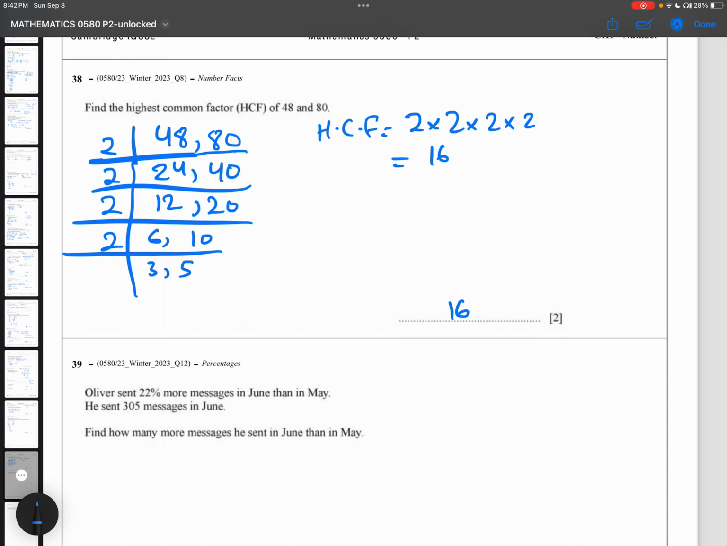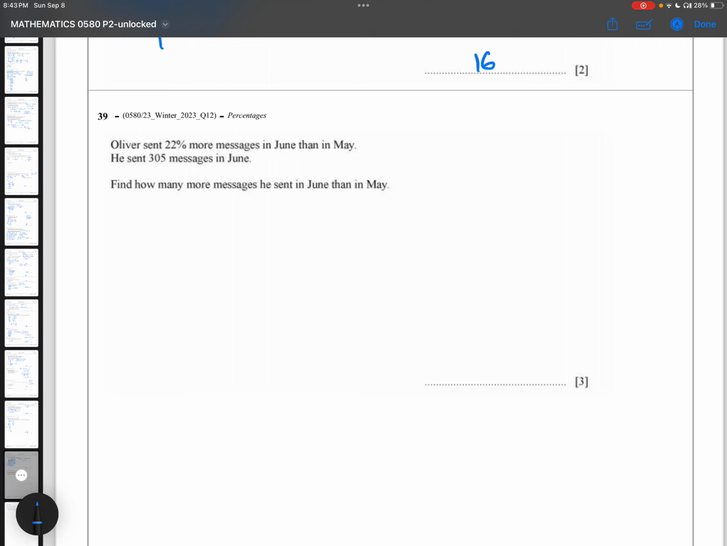Now in question number 39, Oliver sent 22% more messages in June than in May. He sent 305 messages in June. Find out how many more messages he sent in June than in May. So in June he sent 22% more messages as compared to May. So it means this is 122% of the messages he sent in May. I write the percentage sign over here. So 122% is equal to 305.